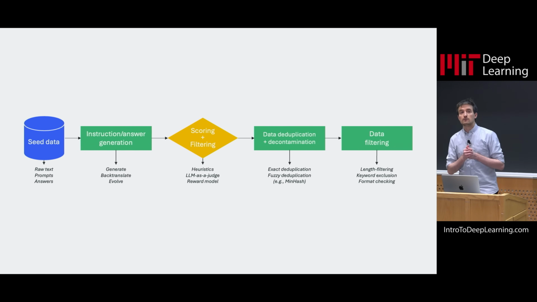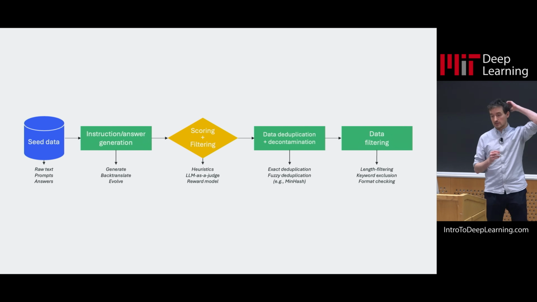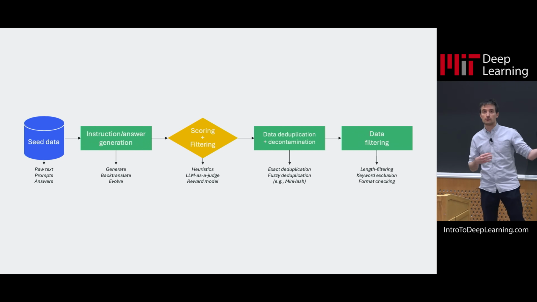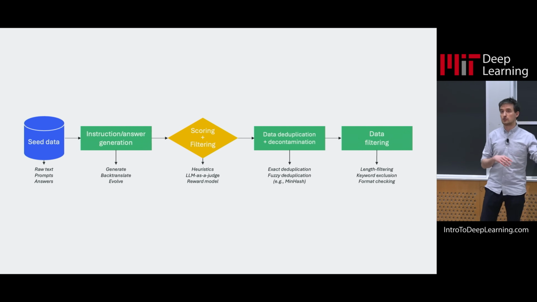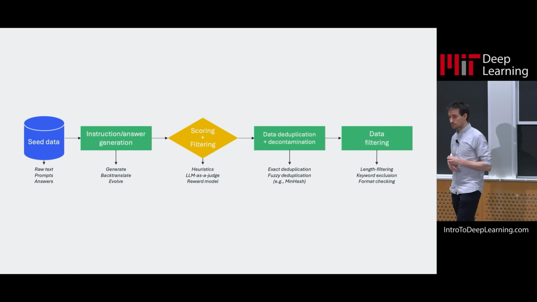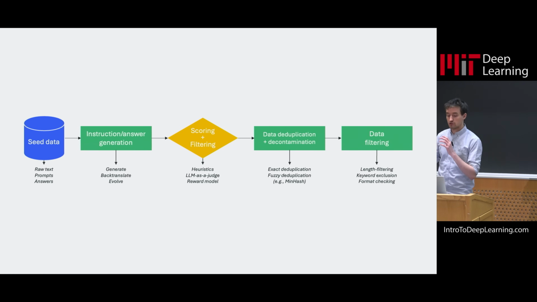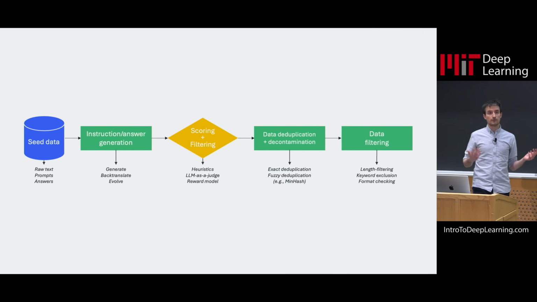Here's an example of a simple data generation pipeline. You can see that we use seed data as input. Seed data can be pretty much anything. It can be raw text, it can be instructions and answers, it can be just questions from users. And then you can refine it by generating instructions, by generating answers, by generating both of them. There are a lot of different techniques to do that.